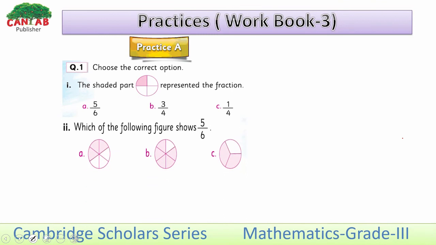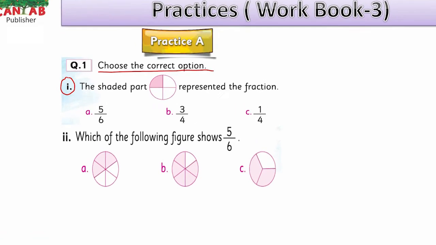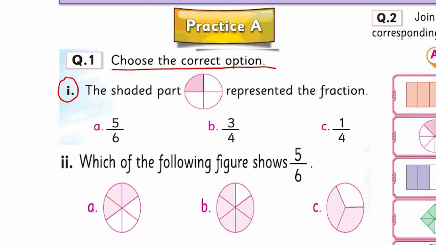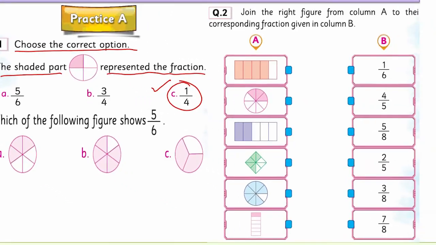Now come to the practice A. Question 1. Choose the correct option. There are 3 options given in each part. You have to choose the correct one. So the shaded parts in a circle represented the fraction. How many? 1 over 3. 1 over 4. So this is the correct answer. Similarly, complete part 2.